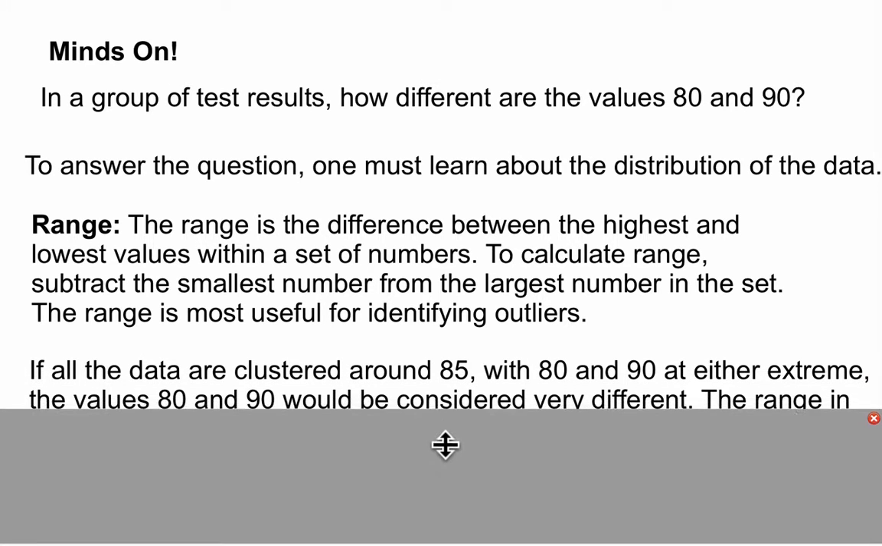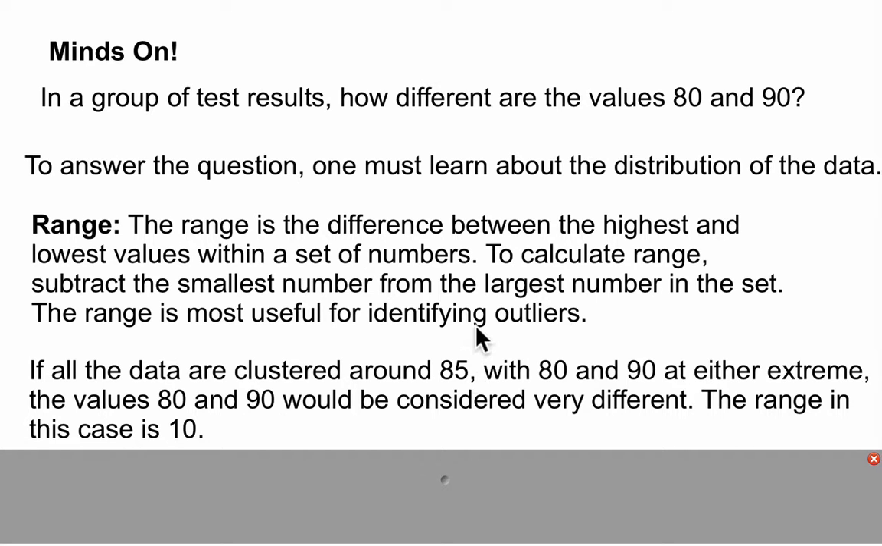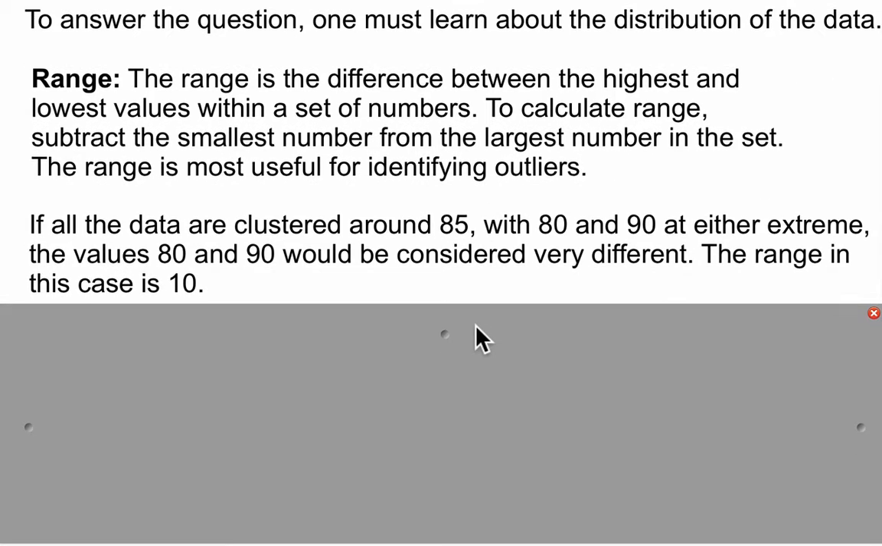data. Now, if all the data were clustered around 85, with 80 and 90 at either extreme, in this case, an 80 would be very different than a 90, and here the range is 10. Now, in this case, a mark of 80 wouldn't be very good because it would be the lowest mark in the group, and a mark of 90 would be very good because that would be the top mark in the group.